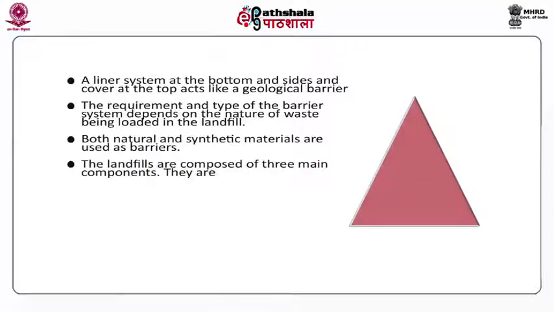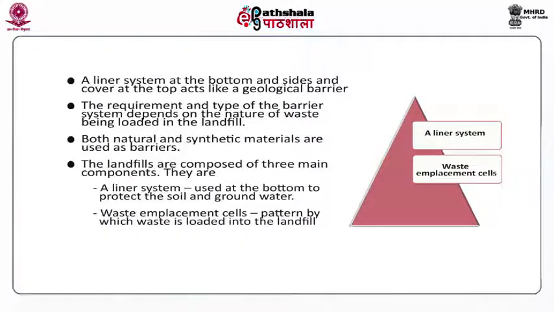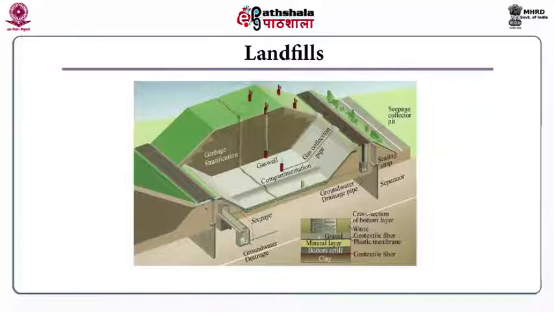The landfills are generally composed of three main components. One, the liner system, which will provide protection at the bottom and protect the soil and the water. Then comes your waste emplacement cells, that is the pattern by which the waste is loaded into the landfill. The third one is the cover or capping, which is the topmost protection layer that prevents the entry of water or animals into the waste pile. This figure shows the structure of a conventional landfill.